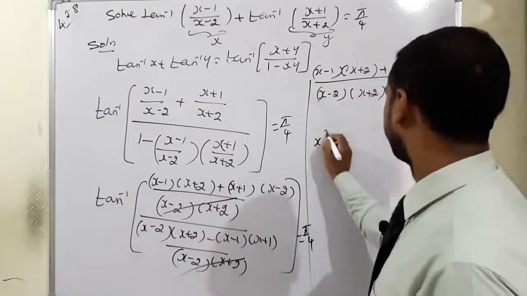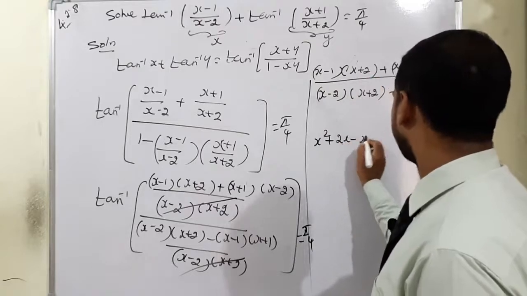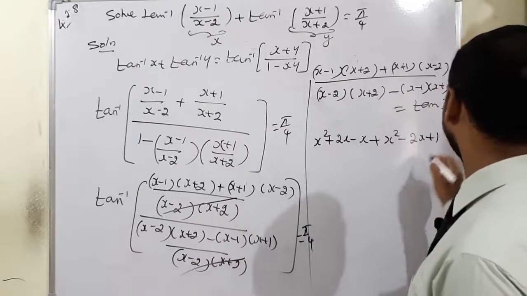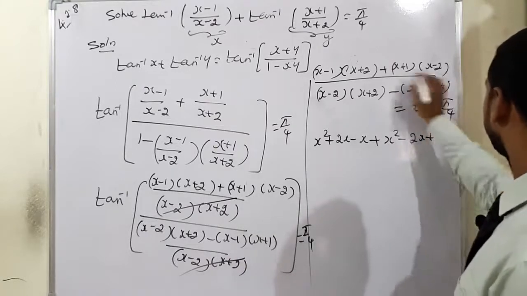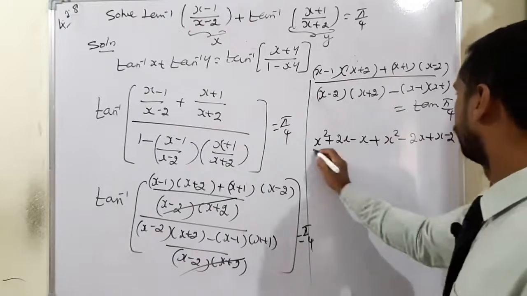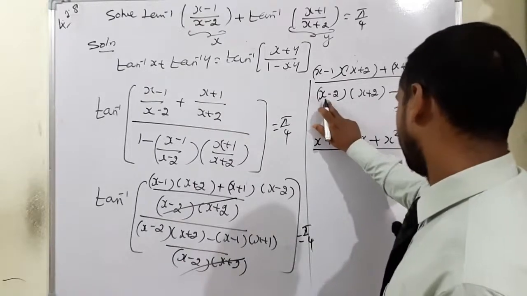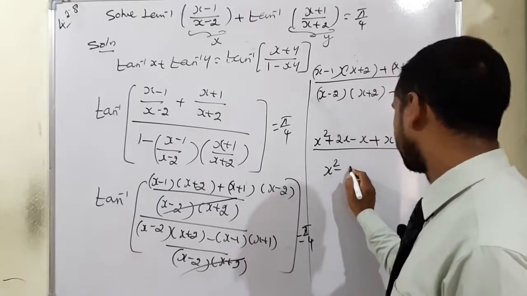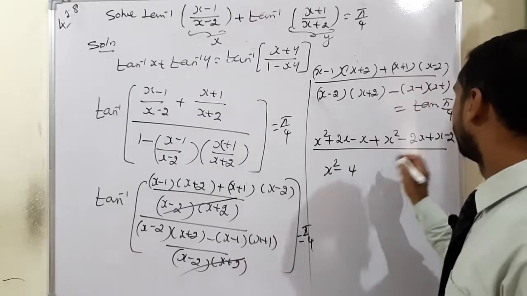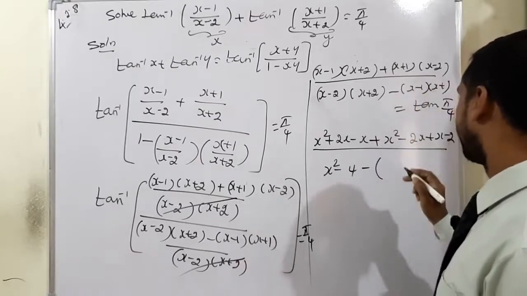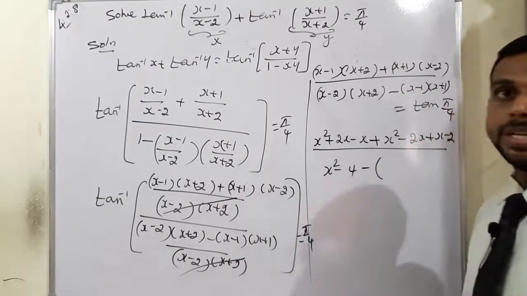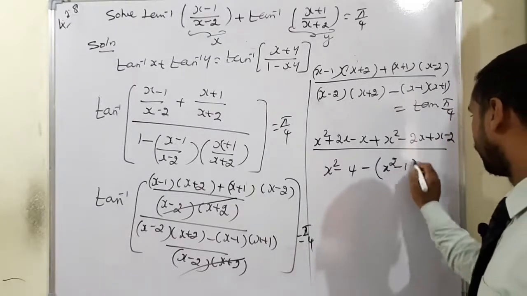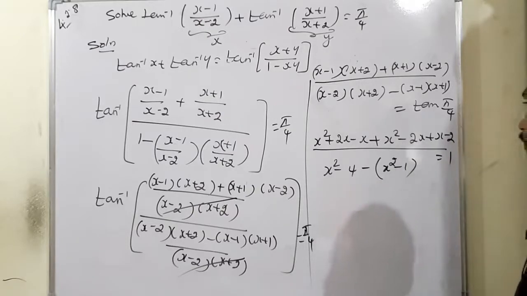Simplify. x into x means x square plus 2x minus x. Next, plus x square minus 2x plus 1 minus 2x plus x minus 2. The whole term is divided by the denominator, (a plus b) into (a minus b). What is the formula? a square minus b square. Therefore, we can write x square minus 2 square, which is 4. Next step, minus of again (x minus 1) into (x plus 1). This is also (a plus b) into (a minus b). The formula is a square minus b square, that is x square minus 1, is equal to tan pi by 4, whose value will be 1.